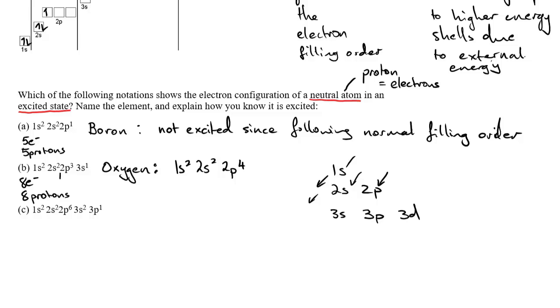But look what's going on in this situation. It seems as though one of the electrons from the p shell is jumping to the next shell, the third shell, and filling in the s subshell. So really what's happening here is that for that electron to jump to a higher state, it has absorbed energy from the surroundings. And so therefore you would say that this is in an excited state. Okay, so oxygen is in its excited state.